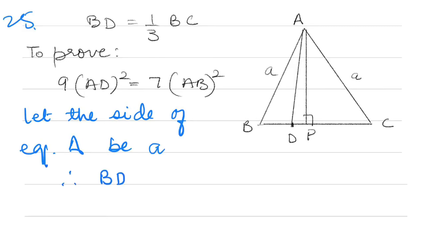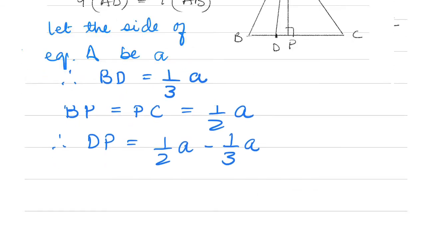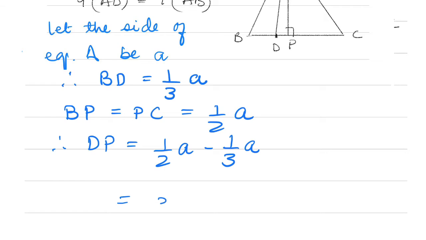Therefore, BD is equal to 1/3 of BC, so it will be 1/3 of A. AP is perpendicular. So in an equilateral triangle, perpendicular and median are the same. So we know BP is equal to PC is equal to half of A. Therefore, DP will be equal to half of A minus 1/3 of A. So this would be equal to (3A minus 2A) divided by 6. So we have A by 6.